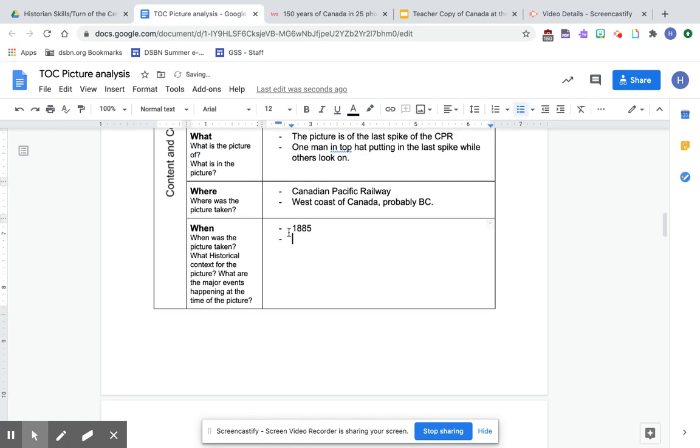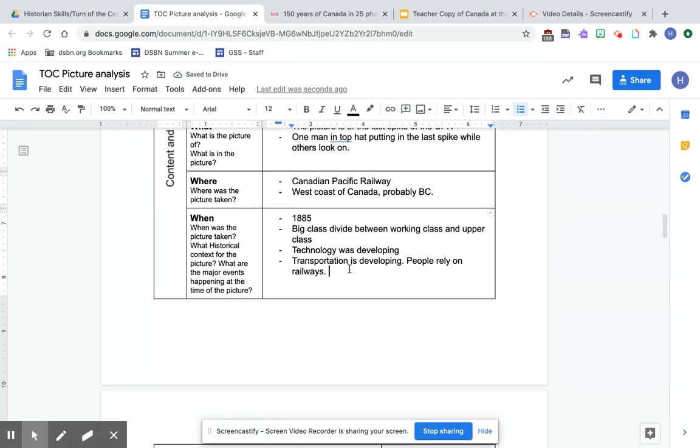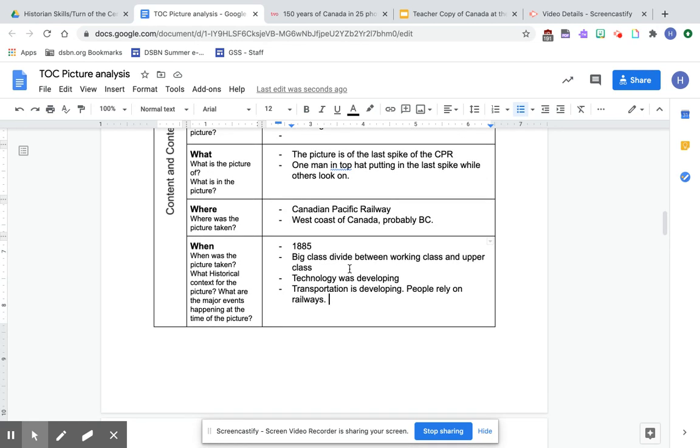What do I know was happening at this time? Well, I know there was a big class divide between working class and upper class. I know technology was developing, transportation is developing. So people rely on railways. So that can help you with the historical context, knowing the time period.